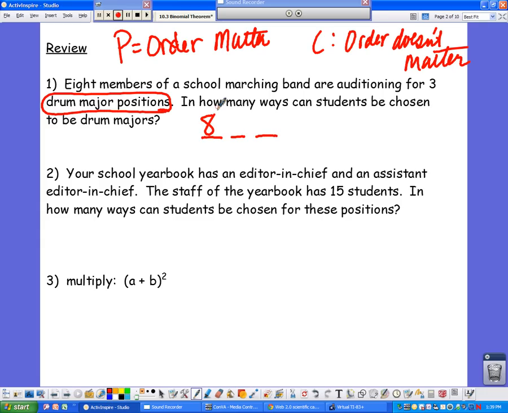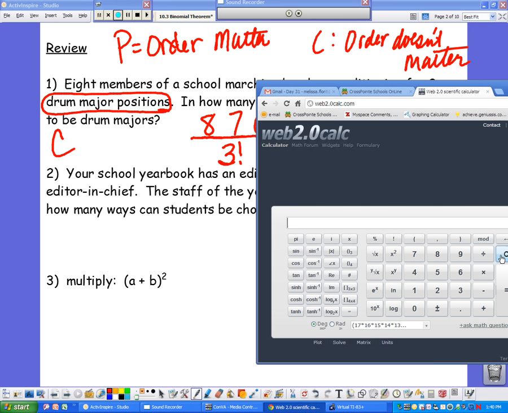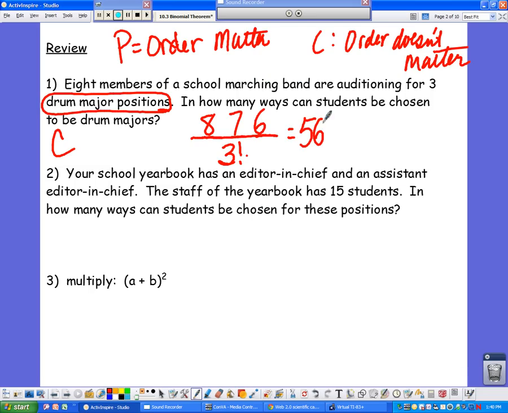We have 8 people for the first spot, 7 people for the second spot, and 6 people for the last spot. And remember, since the order is not important in this one, this is a combination, so we've got to divide by 3 factorial. Okay? So if we do 8 times 7 times 6 divided by 3 factorial, we get an answer of 56 different ways that we can choose the drum major.